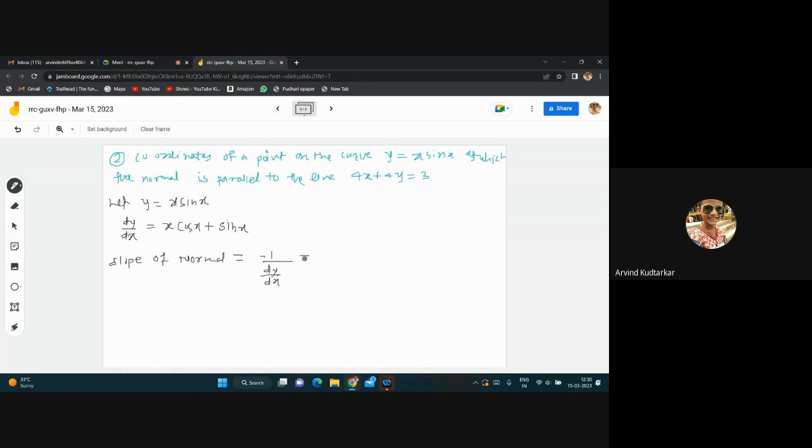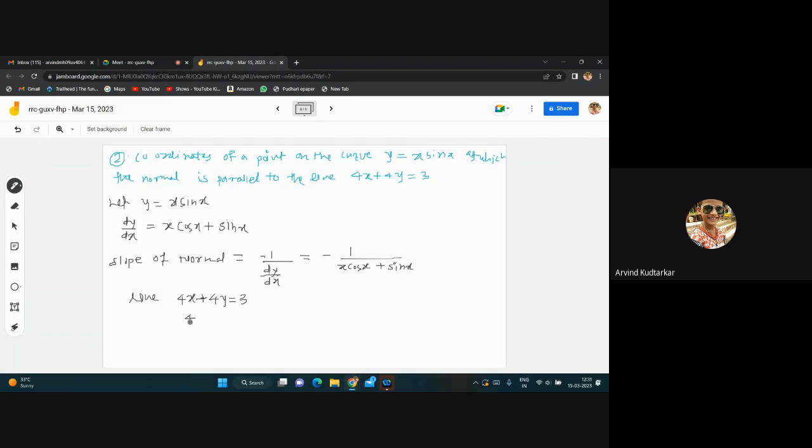Slope of the line. What is the slope of the line? The slope is given. The equation of the line is 4x plus 4y equals 3. You have to express y in terms of x.